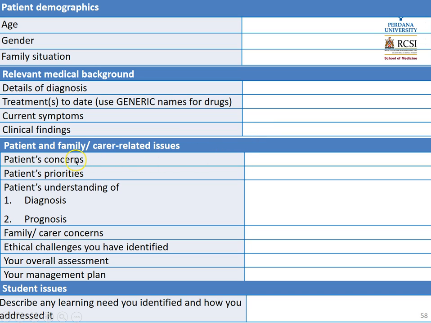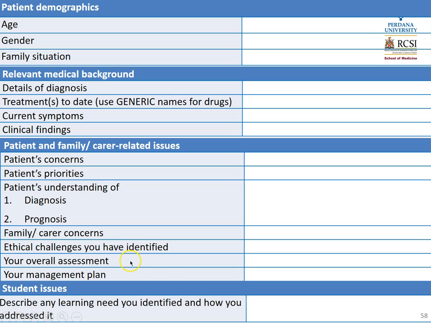Next, you look at a section on the patient's concerns and the patient's priorities. What do they want to do now that they're at their end of life? Have their priorities changed? What's their understanding of their diagnosis and of their prognosis? What are the concerns of their family or carers? Have there been ethical challenges that you have identified?